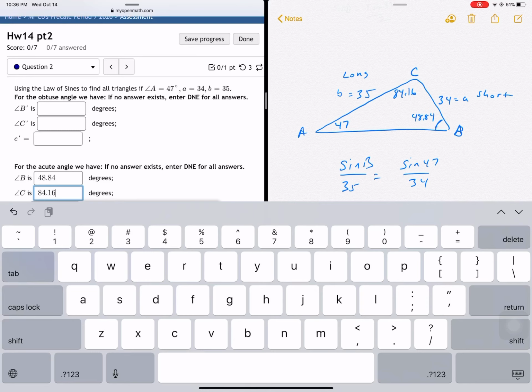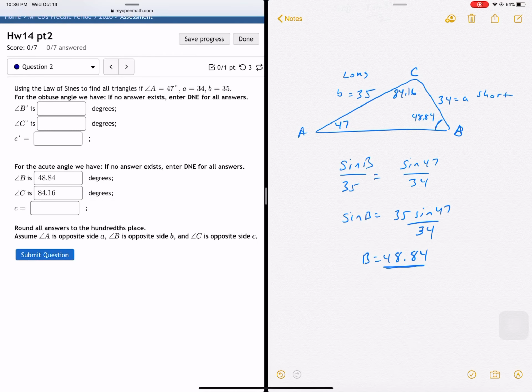84.16. Now if we have the angle, we can go back and solve for the side using law of sines. So this is side C. C over sine of 84.16 is equal to side 34 over sine of 47. Okay, all this stuff we've actually done solving for other triangles already using law of sines.